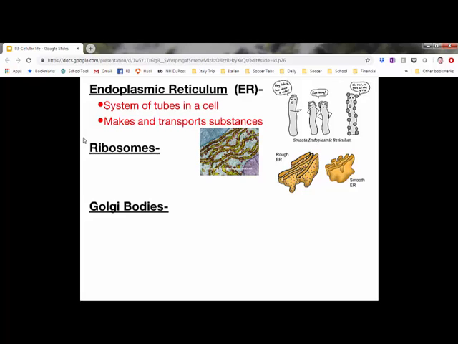Endoplasmic reticulum. How do you say the last term? Endoplasmic reticulum. And there's two versions of this in the cell. Rough ER looks like this. Looks like chocolate chips on it. And then the smooth ER doesn't have those chocolate chips.